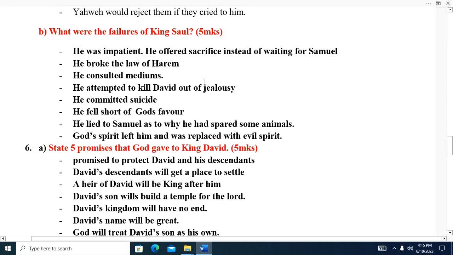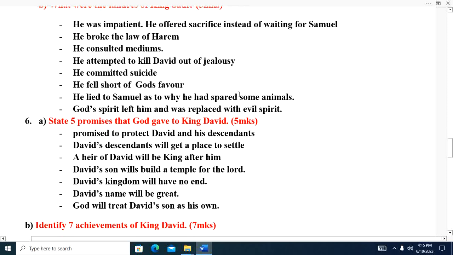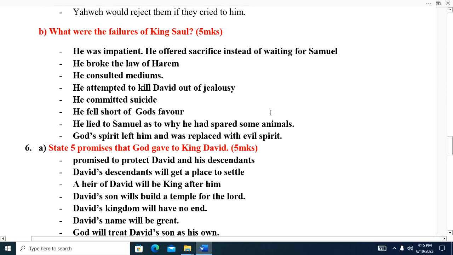Number two, he broke the law of herem. Number three, he consulted mediums. Next, he attempted to kill David out of jealousy. Next, he committed suicide. Next, he fell short of God's favor. Next, he lied to Samuel as to why he spared some animals. Next, God's spirit left him and was replaced with evil spirits.